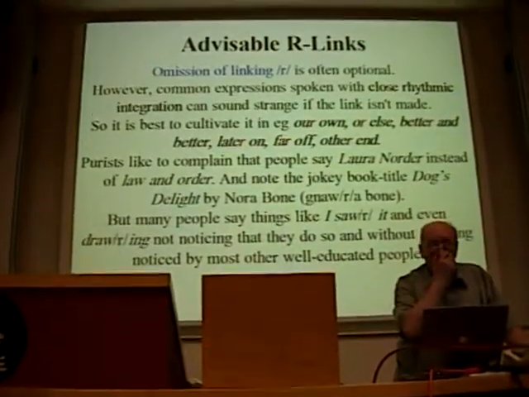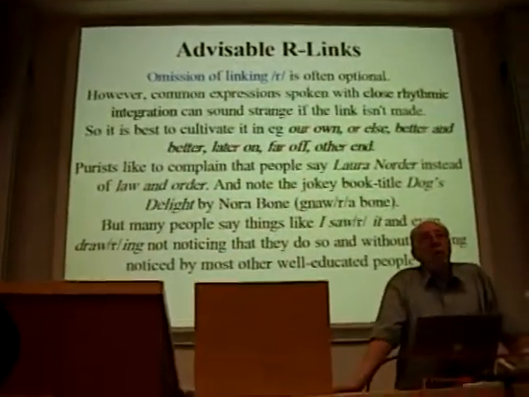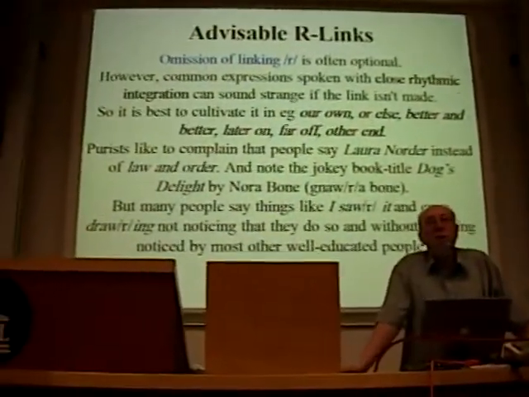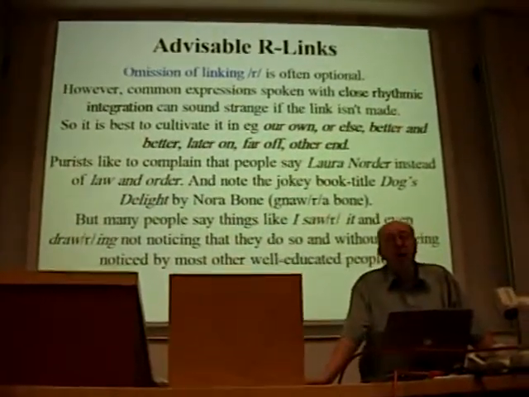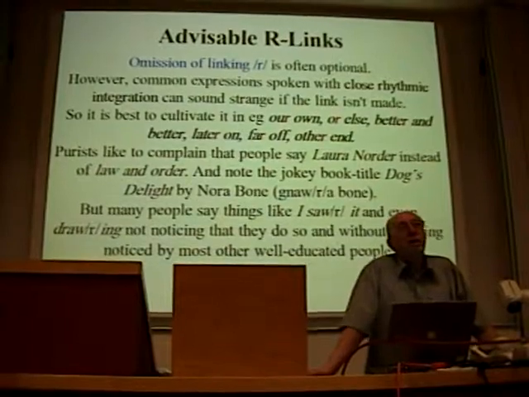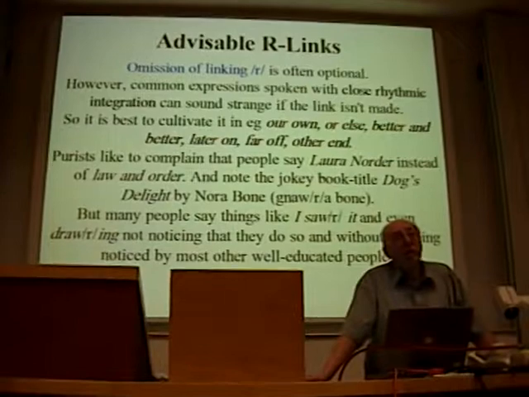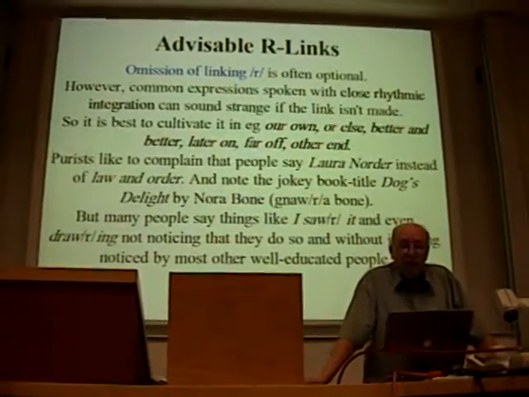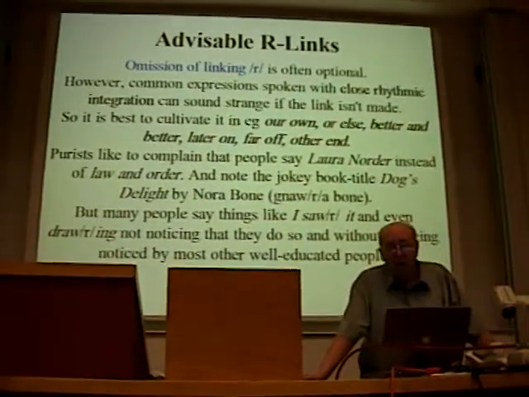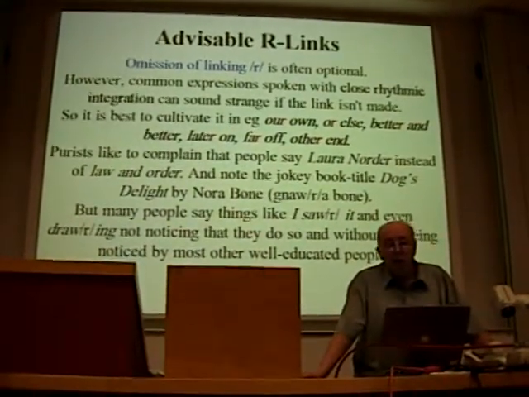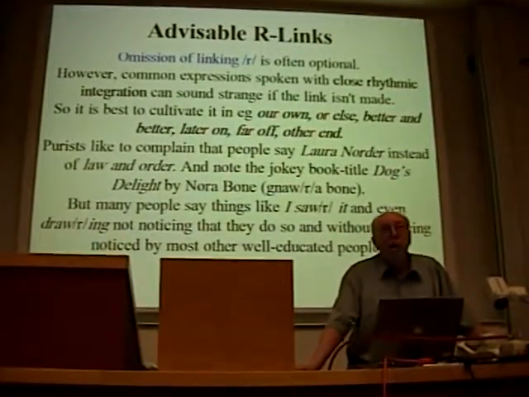Now, here's a little warning, my last warning to you, and that is that you will sound quite abnormal in your British English, if you like, if you don't cultivate making this R link when you've got two words very closely grammatically connected, and one ends in R and the other begins with a vowel. And I've given some examples of this. Our own, or else, better and better, later on, far off, other end.